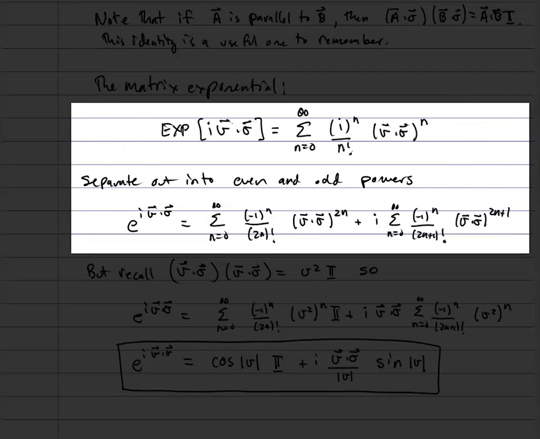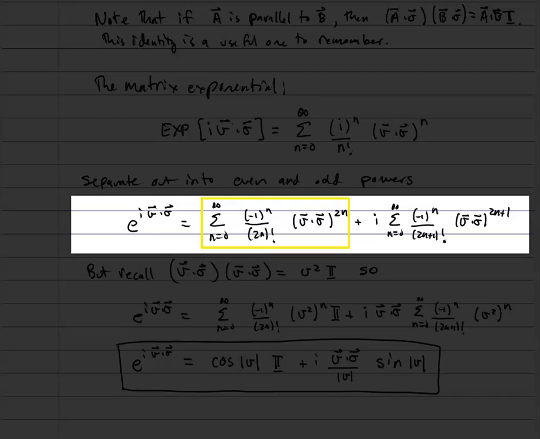Now, we're going to separate out the even and odd powers. So we're going to write it as sum n equals 0 to infinity, (-1) to the n divided by (2n) factorial, (v dot sigma) to the 2n, plus i times the sum n equals 0 to infinity, (-1) to the n divided by (2n plus 1) factorial, (v dot sigma) raised to the 2n plus 1 power. Now you need to recall what we just worked out above.